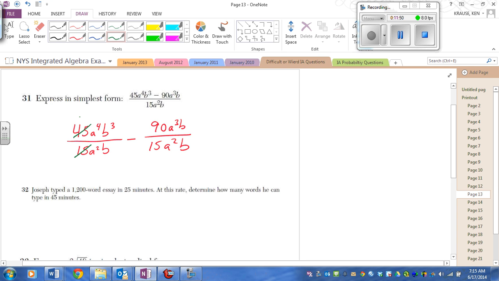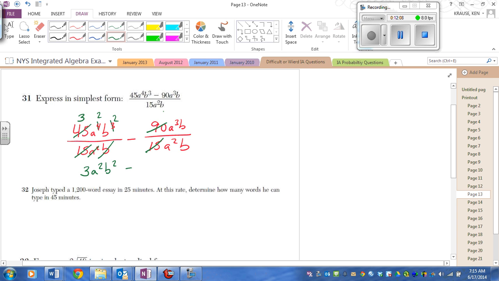15 goes into 45 3 times. The numerator has more a's, it has 2 more a's, so we'll leave 2 up there. And the numerator has 2 more b's, so we'll lose 2 b's up there. So what I'm left with here is, I'm going to write it right now, 3a squared, b squared, minus.